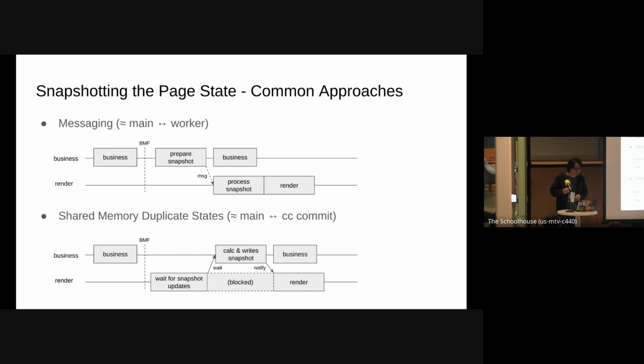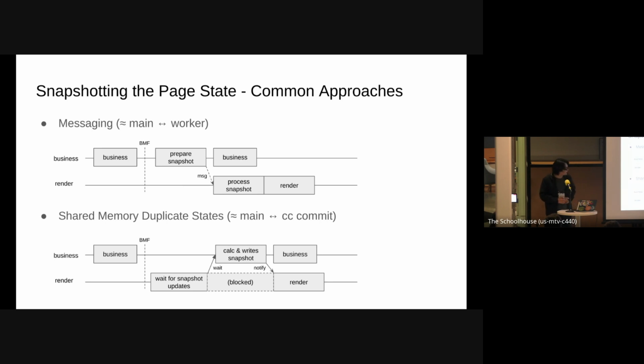Whenever we need to do rendering, we first need to ask the business thread to create a snapshot, and then send it to the rendering thread via message, and then it keeps working. And as you can see, this prepare snapshot phase is blocking, which we don't like.